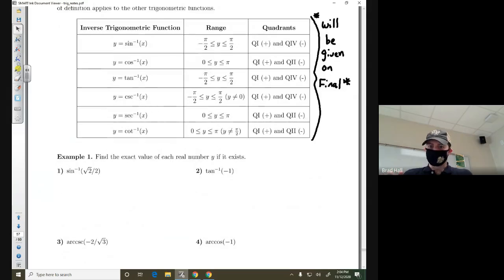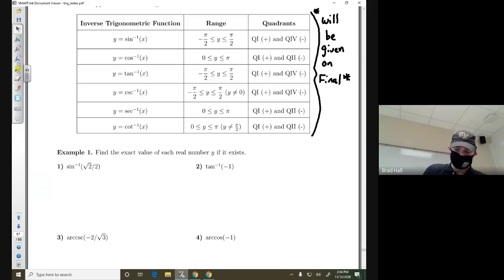So let's start with example 1, and we're going to find the exact value of each one of these inverse trigonometric values. The interesting part is that the input of an inverse function is not an angle. The input is a number, and the output is going to be an angle. Additionally, you're going to find this in your homework. It says we'll find the exact value, which we will find.